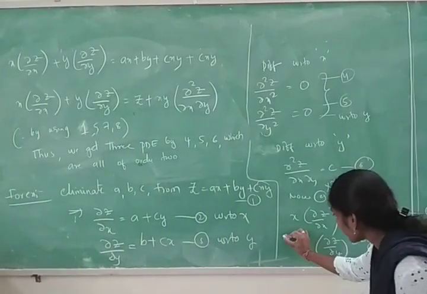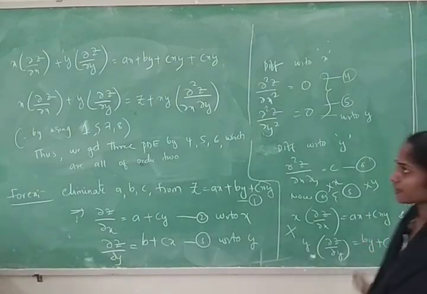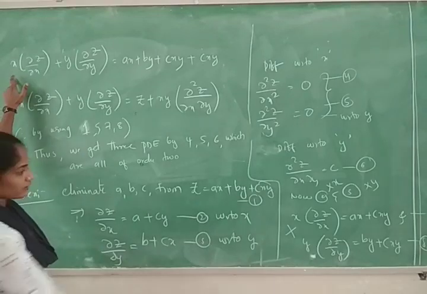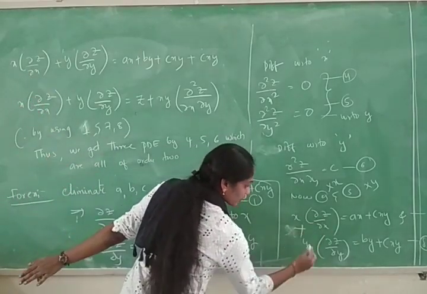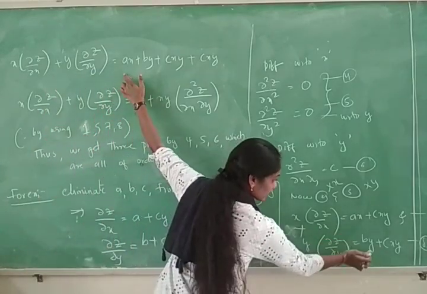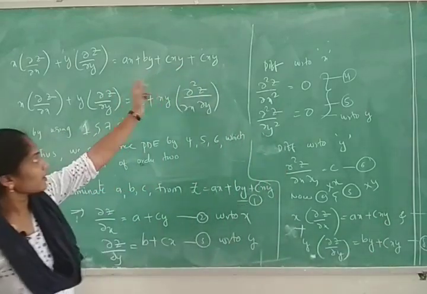Now I want to add both equations 7 and 8. See here, I'm adding 7 and 8. The left side is x into dou z by dou x plus y into dou z by dou y, right, which is equal to ax plus by plus cxy plus cxy, two times. Okay? These are the added equations.